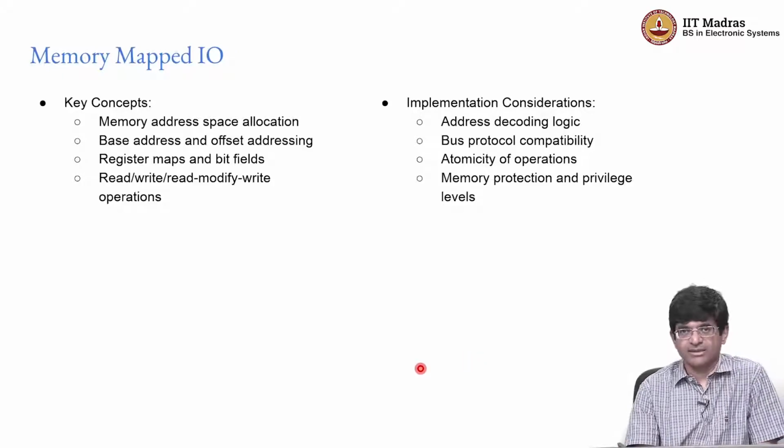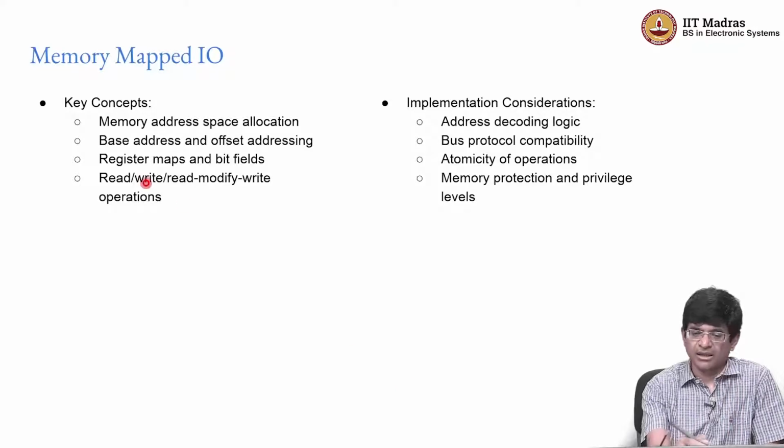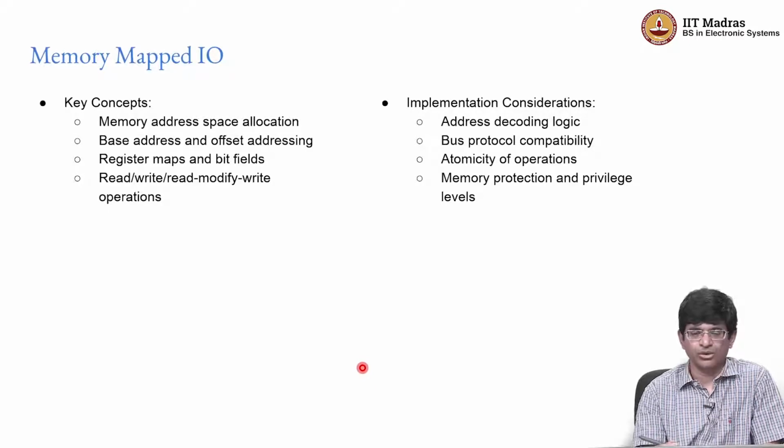Now, one of the ways by which we have looked at all of this was of course what's called memory mapped IO, right? We have already seen examples of this where we take a memory address space allocation and break it up, using either base and offset addressing techniques, register maps and bit fields and so on, and various kinds of register level access patterns, in order to directly communicate with various registers that are present inside the peripherals.